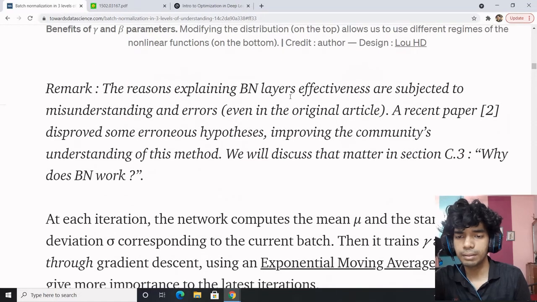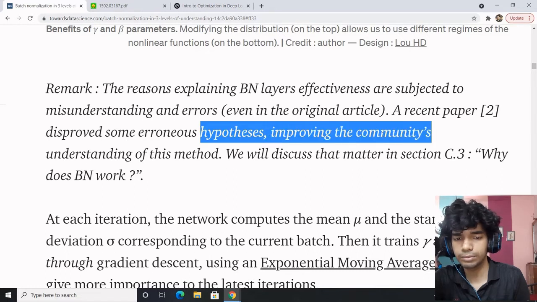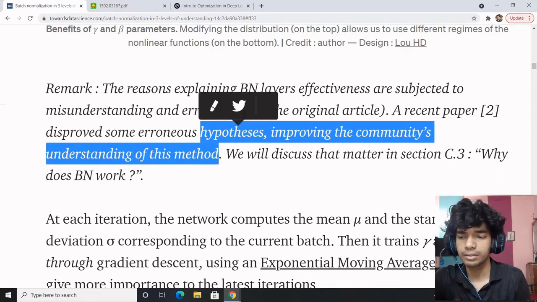The reasons explaining batch normalization layer's effectiveness are subject to misunderstanding, and this disproves the internal covariate shift hypothesis, improving the community's understanding of this method.